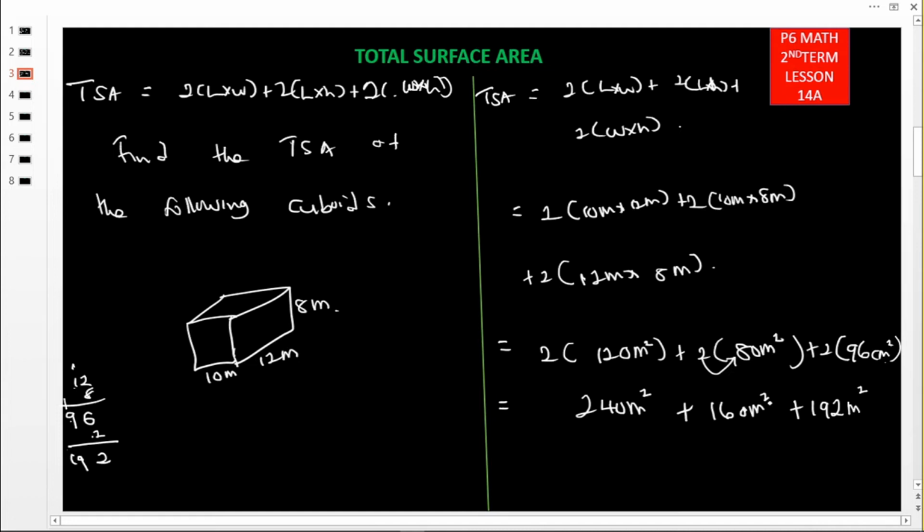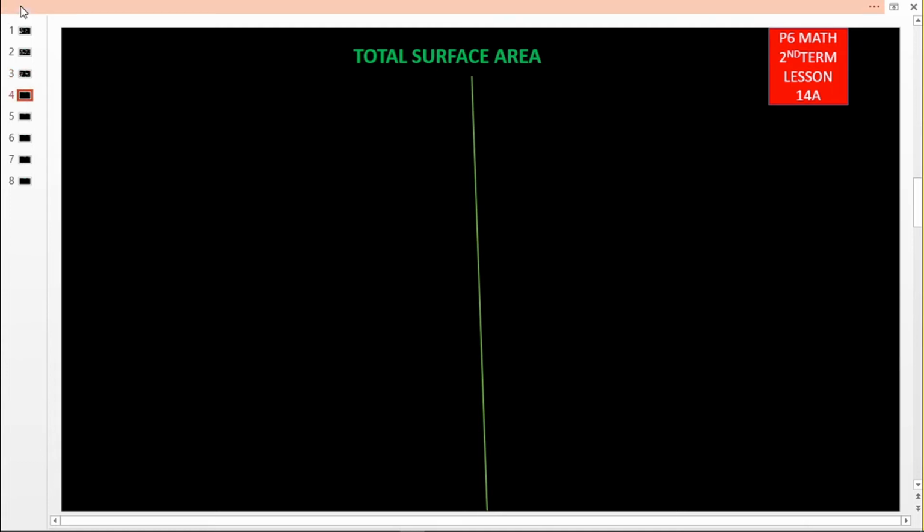So TSA, total surface area. Now we are going to add all these areas that we have obtained from the 6 faces of a cuboid. That is 240 meters squared, then plus 160, then plus 192. So 0 plus 0 plus 2, this is a 2. 4 plus 6, that is 10, plus 9, that is 19. We take this 1 here. Then this is 1, 3, 4, 5. So the total surface area of this cuboid stands out to be 592 meters squared.